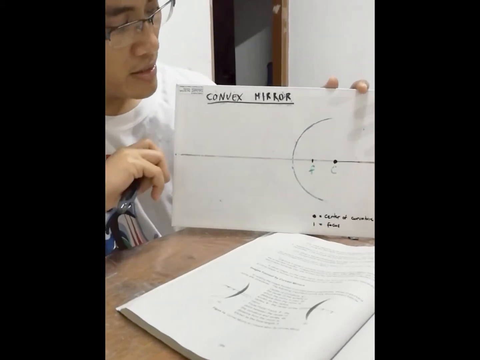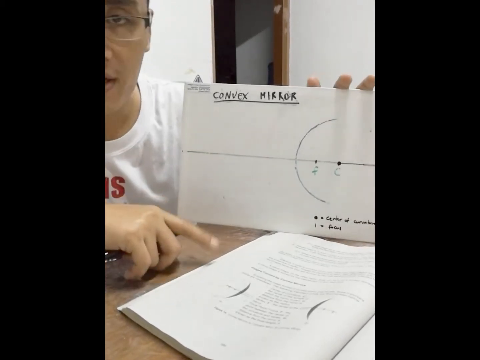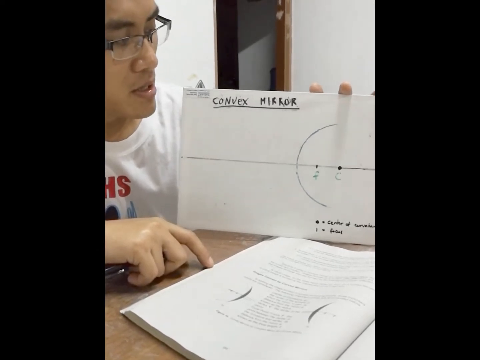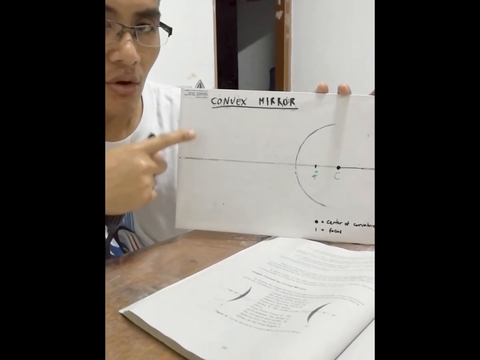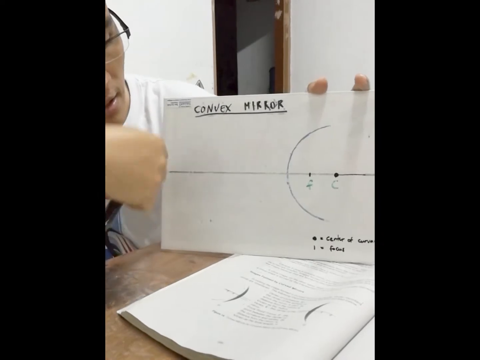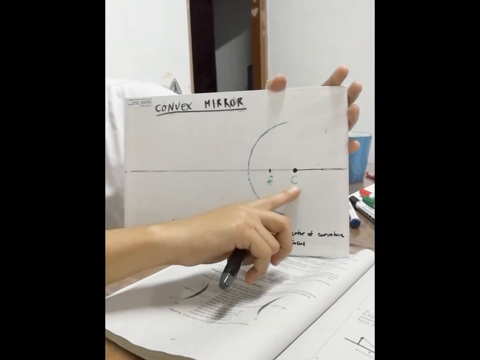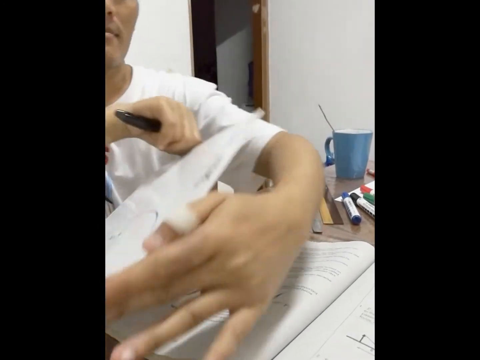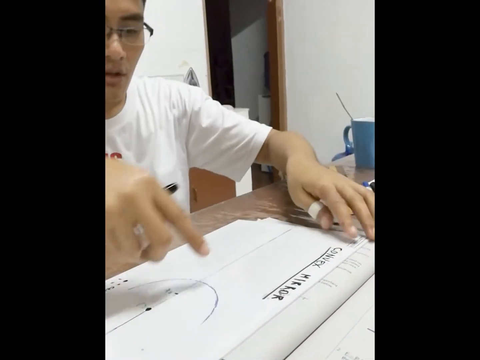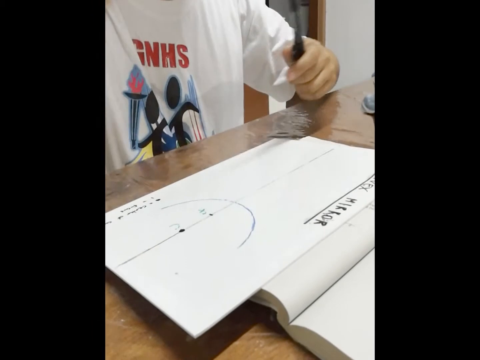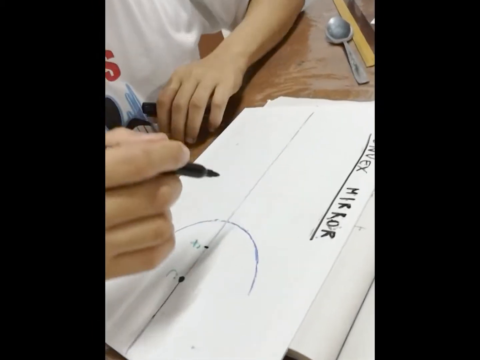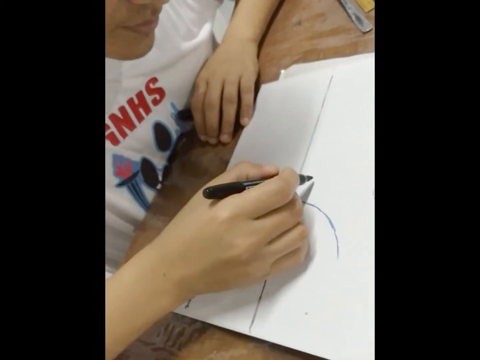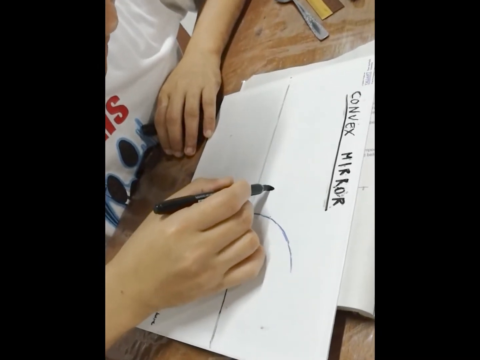Now that we're done with image formation in a concave mirror, let's proceed to a convex mirror. So again, you have this. This is the center of curvature and the F. So, for example, you have an object here. This is your object.